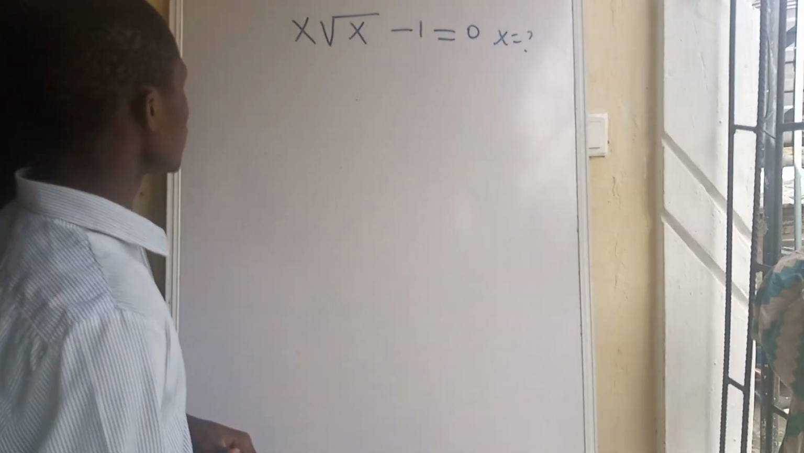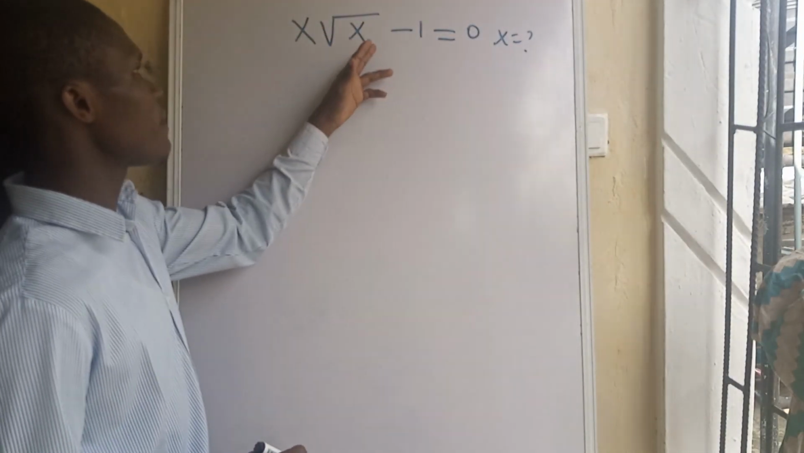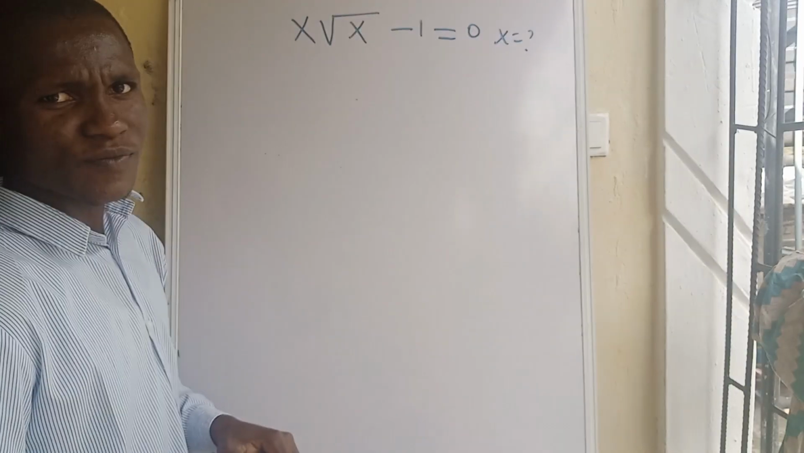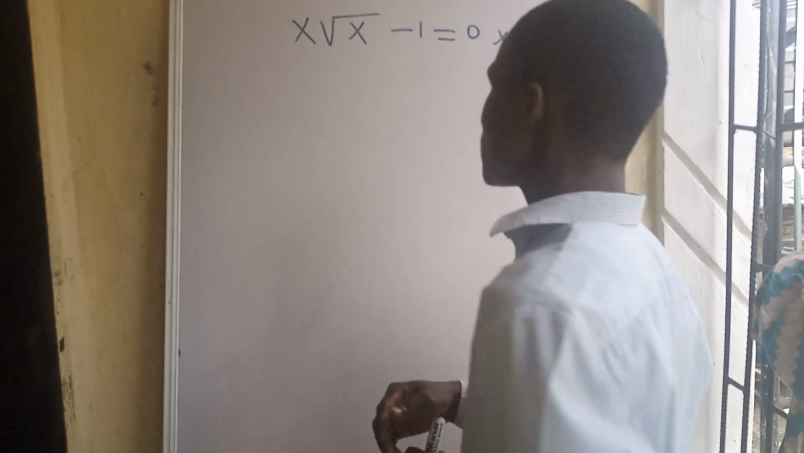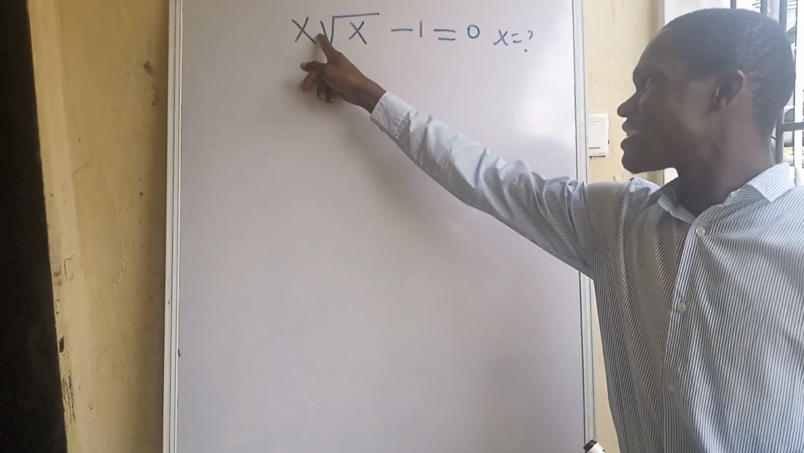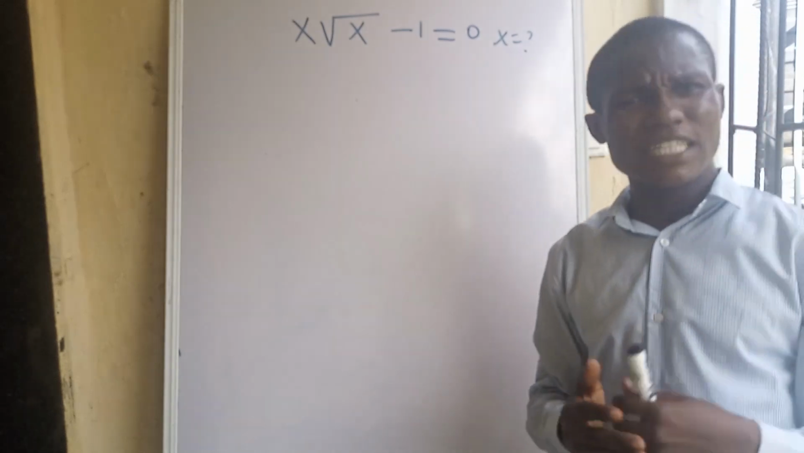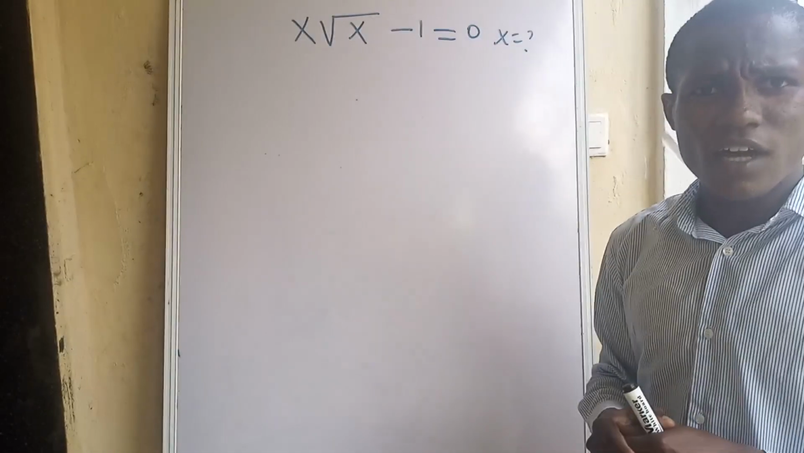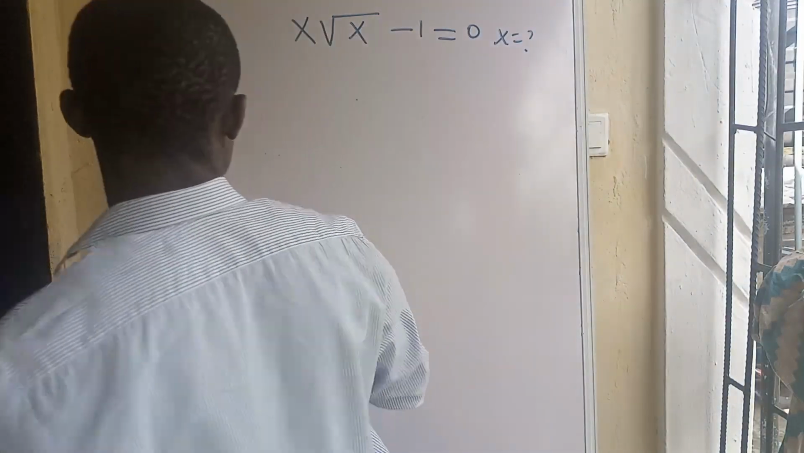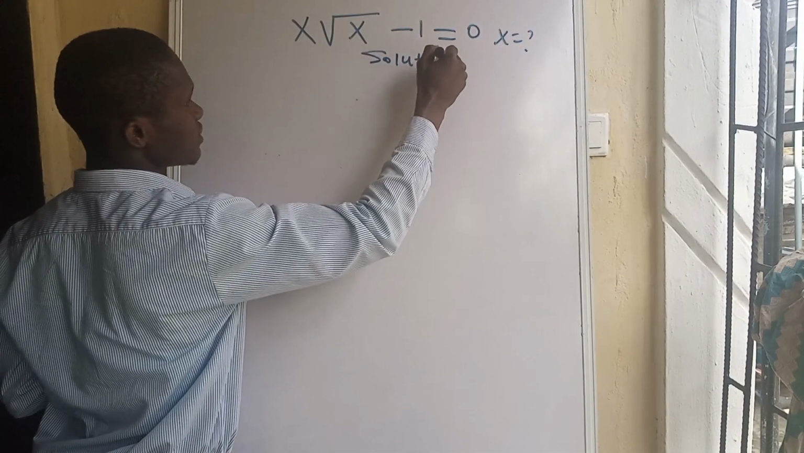If we look at this question, we are saying x times root of x minus 1 is equal to 0. You can see this question is very challenging because we have x times the root of x minus 1 equal to 0. So what then is the possible value for x? Let's see how we can resolve this. Solution.